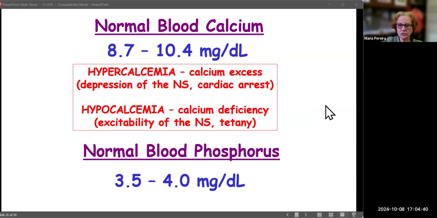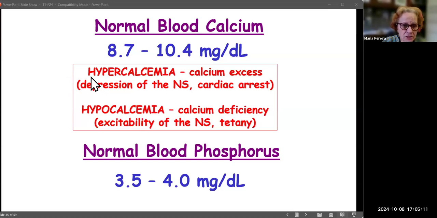Okay, now let's look at how calcium level, calcium homeostasis, is regulated in our body. So we're talking about calcium homeostasis. The normal calcium in the blood is between 8.7 and 10.4 milligrams per deciliter. Now, these numbers are not exact. If you read different books, they will have a different range, but this is more or less in this range.